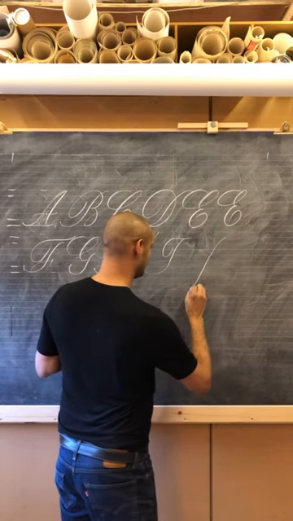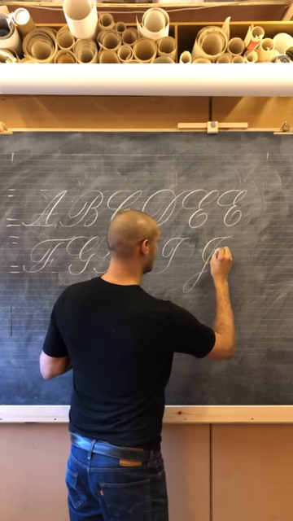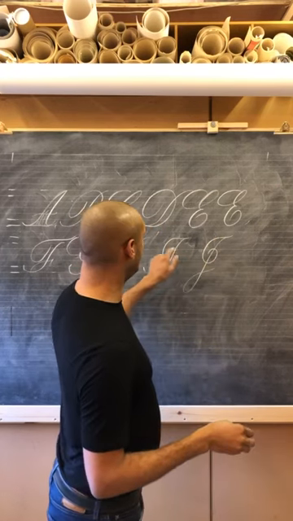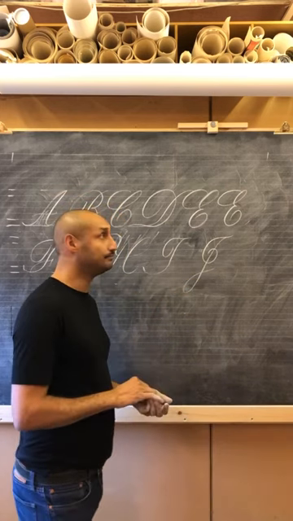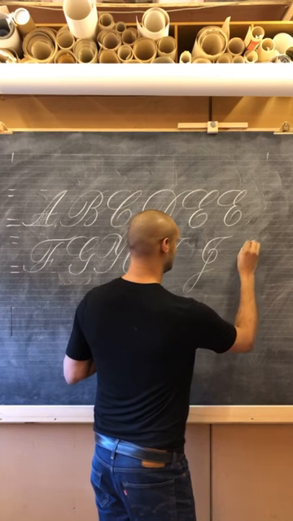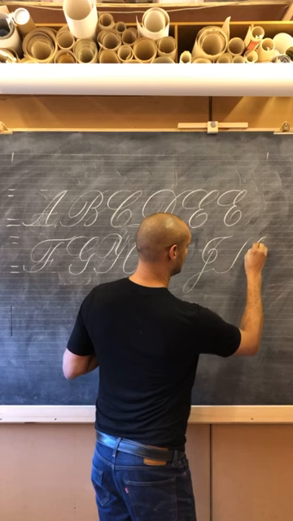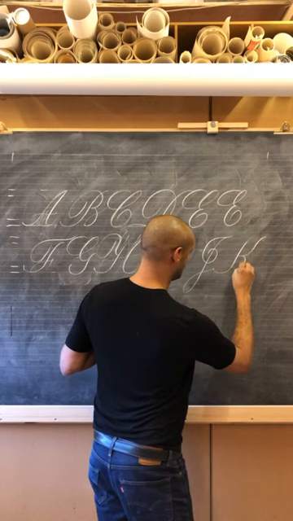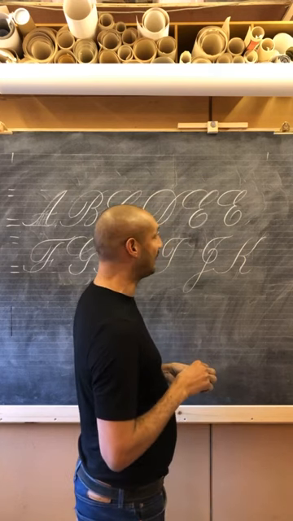J, so I difference my J by a curl. K, they are both on the 55.